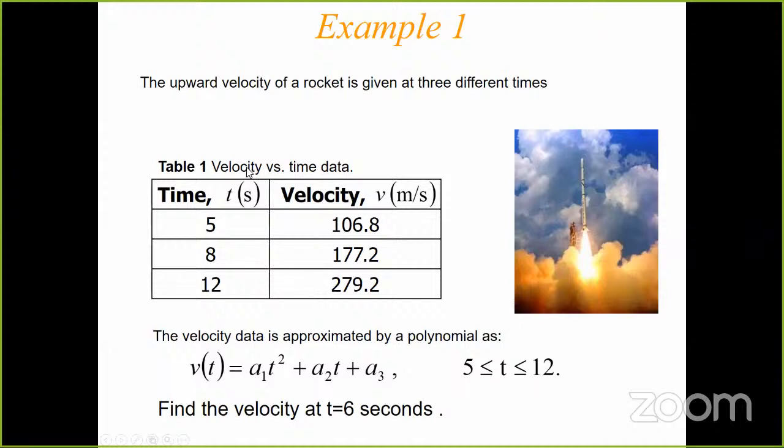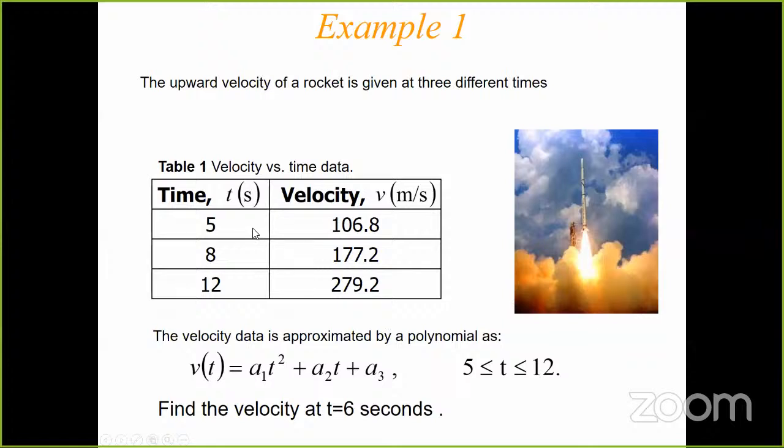How can you do that? You know from your basic physics, velocity at any given time must be equal to a1 times t square plus a2 times t plus a3. There are three coefficients, a1, a2, a3. But this equation is valid within a time interval of 5 to 12 only.